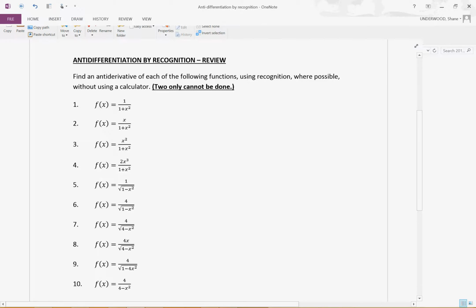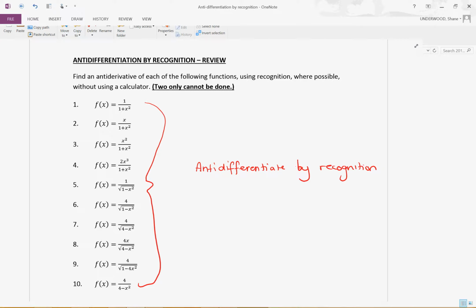So, first of all, these can be anti-differentiated without a calculator. However, there's a few techniques that you wouldn't recognise. What I'm going to do now, and if you're watching this video again, I'm going to get you to have a look at all of these 10, write them down, and next to it, anti-differentiate by recognition. In other words, you should be able to recognise which of these you could virtually do straight off your formula sheet, or you might have to do some manipulation to get it to look like something that's on the formula sheet.